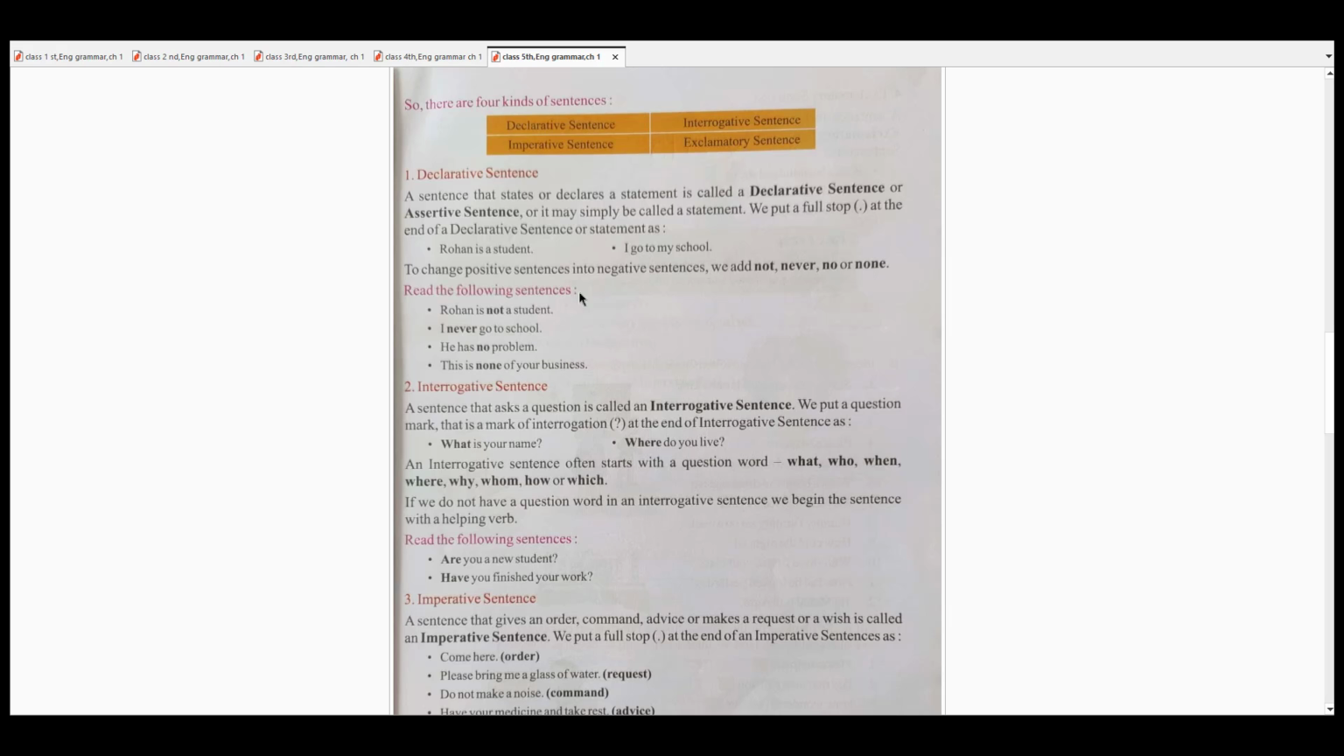I never go to school. In the previous sentence, what did I declare? I said I go to my school. मैं अपने स्कूल जाता हूँ. And in negative sentence, I declared that I never go to school. मैं कभी भी स्कूल नहीं जाता हूँ. Therefore, I use never to make it negative.